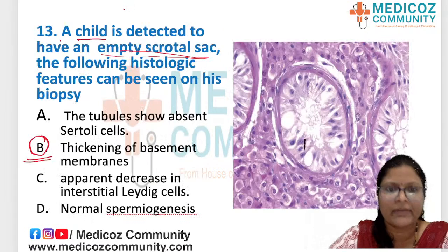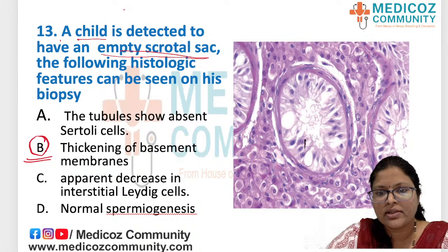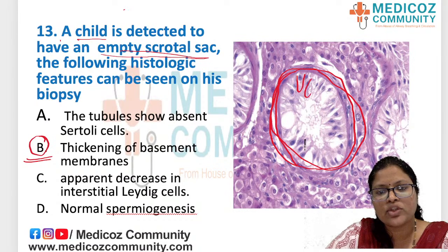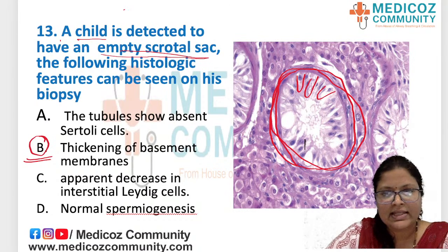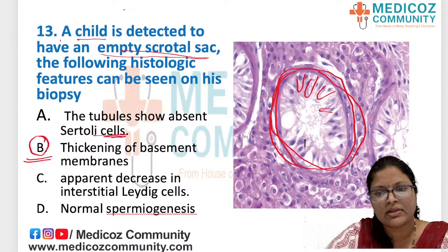So what was happening here? This was your microphotograph where you're seeing a tubule, right? But what has happened to the basement membrane? It is thickened. And are you seeing all those blue dots over here? No, they are reduced, right? All you're seeing is a few cells which all look alike. These cells are the Sertoli cells. So this is almost like a Sertoli-only picture, right?